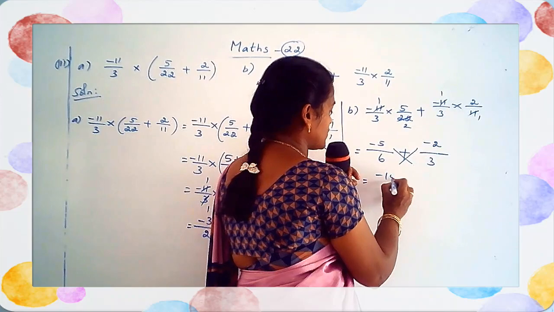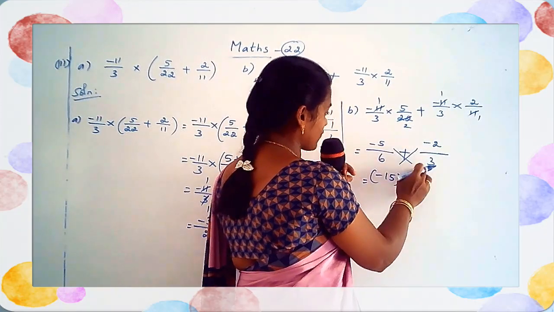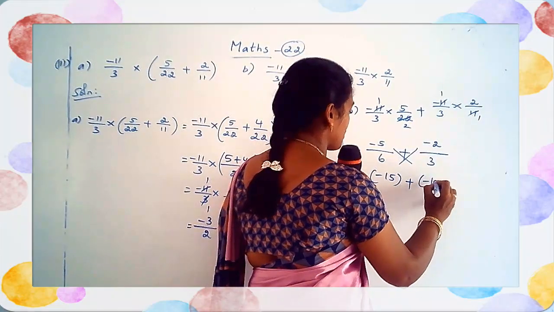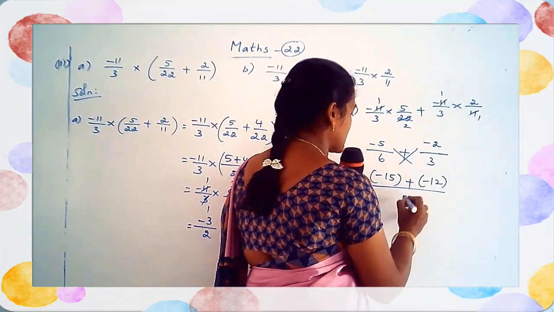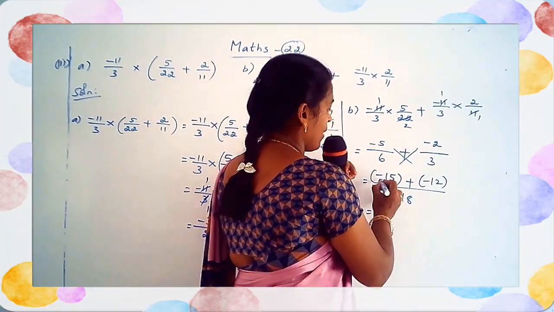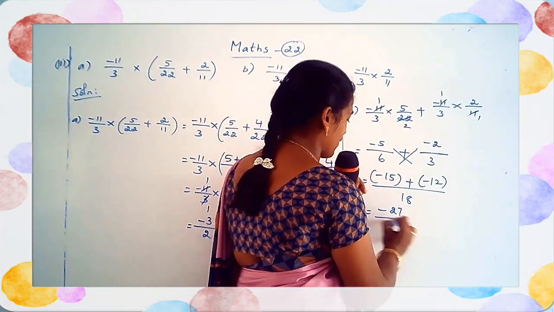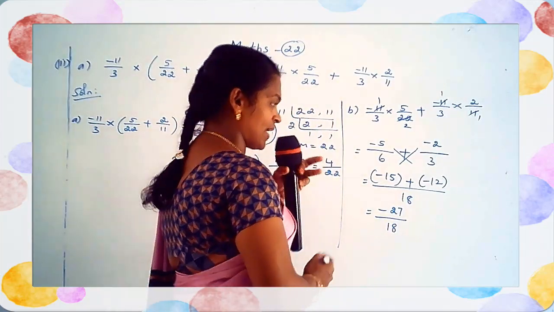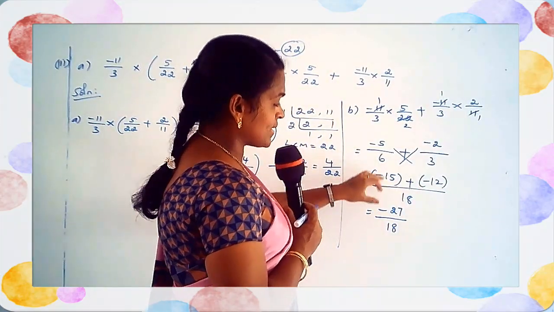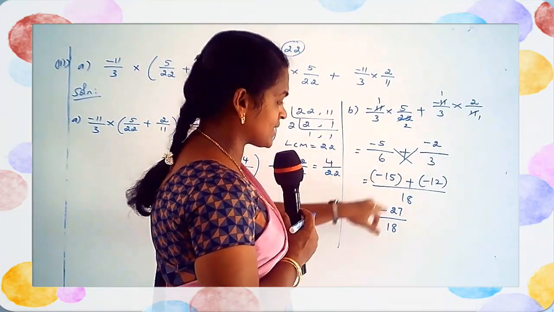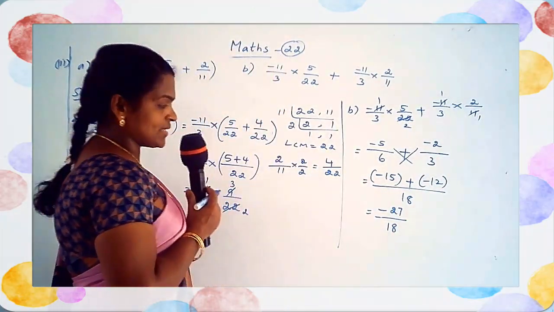So minus 15 minus 5 into 3 is minus 15, plus 6 minus 2s are minus 12 upon 6 3s are 18, okay. Minus 15 plus minus 12 is minus 27 upon 18. Yes children, here it is the same sign, so we have to add and put the same sign. So that's why minus 27.